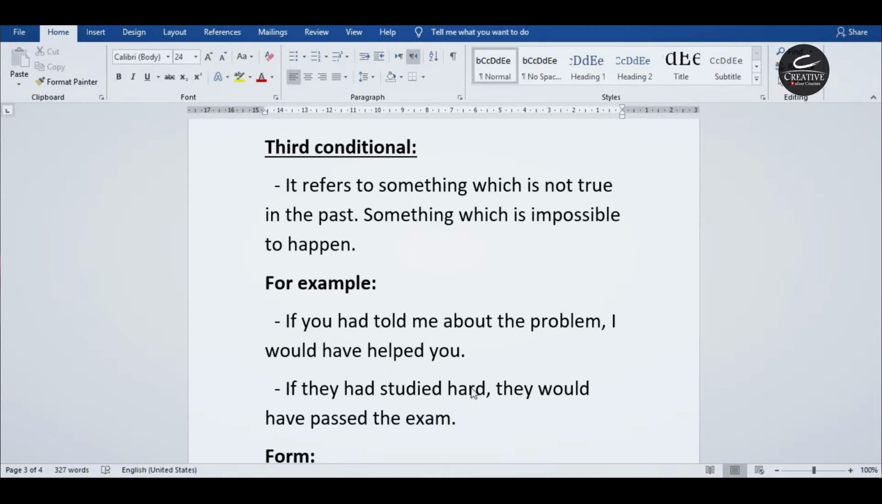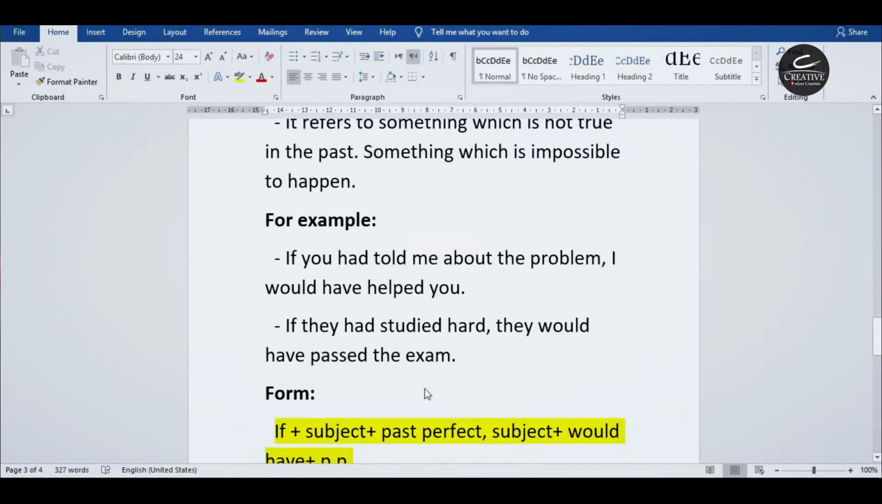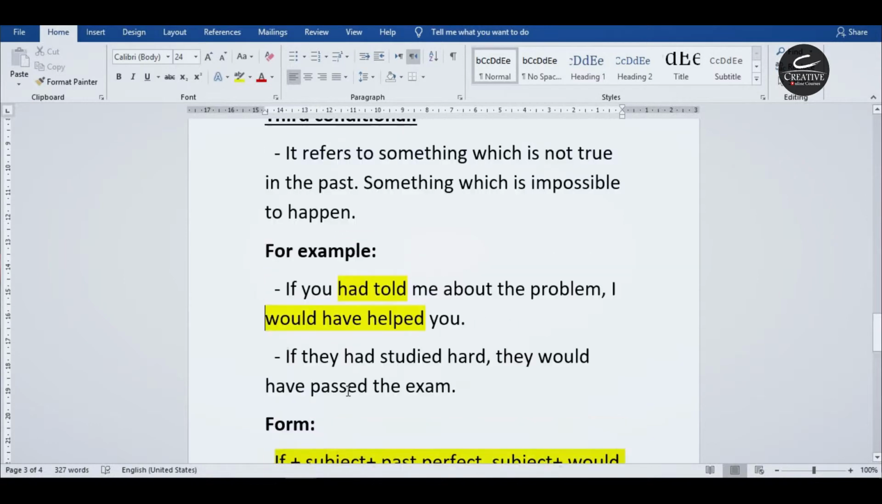Another example, if they had studied hard, they would have passed the exam. The situation also ended, they didn't pass the exam, so this is something impossible. What about the form in this condition? We use the past perfect, like here, had told, in the first part of the sentence, and we use would have plus the past participle. Like would have helped, they would have passed.